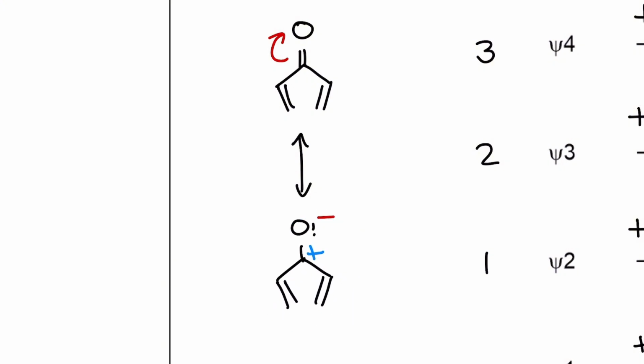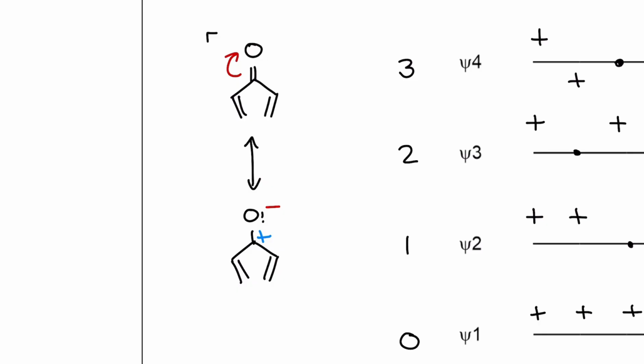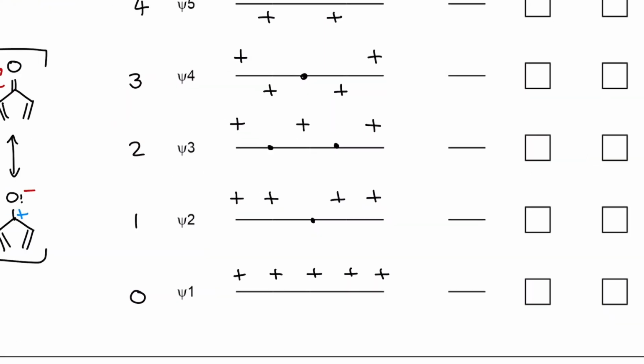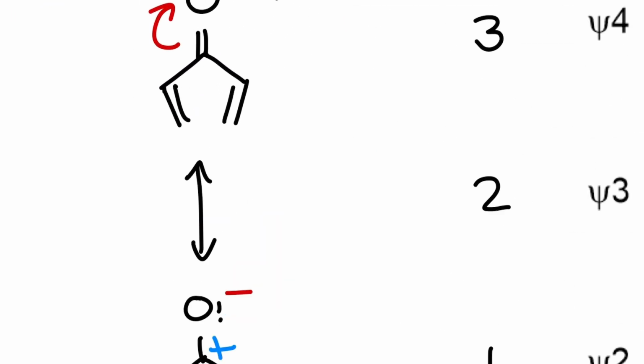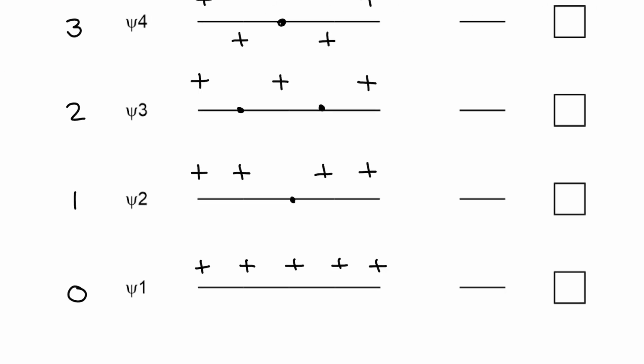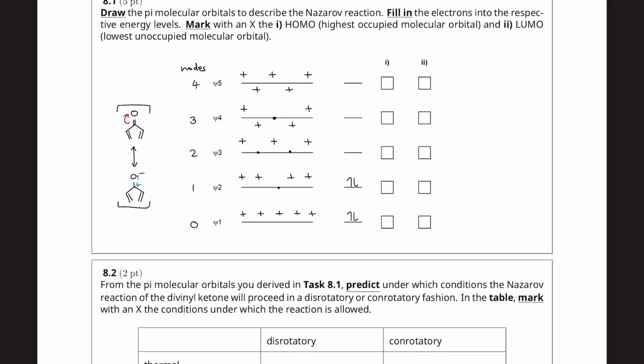As you can see, it is not part of our pi system, because the electron in the double bond is mostly on oxygen. It's not delocalized in our pi system. So there will be only 4 electrons from these 2 double bonds. Let's just fill it in: 1, 2, 1, 2. And then let's mark the HOMO and LUMO.